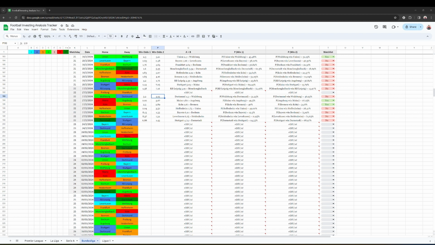Wolfsburg at home, they are 12th, away they are 12th. So for Wolfsburg, it doesn't make a difference whether they play at home or away. 2.13. Yeah, let's check this further. Because Leipzig against Mönchengladbach at home is fair, but that should probably be around 1.8, not 2.13.